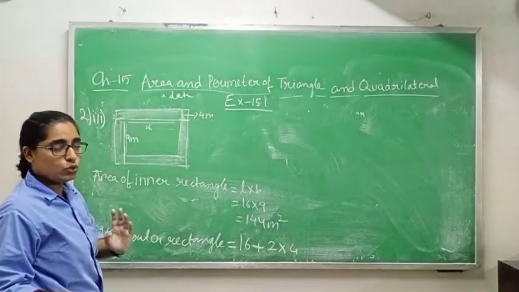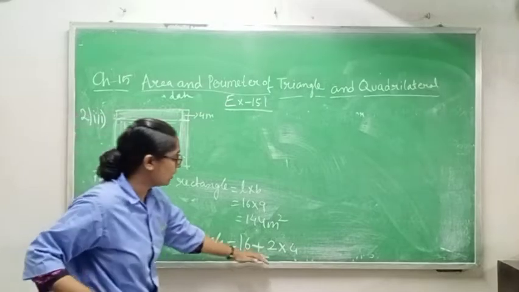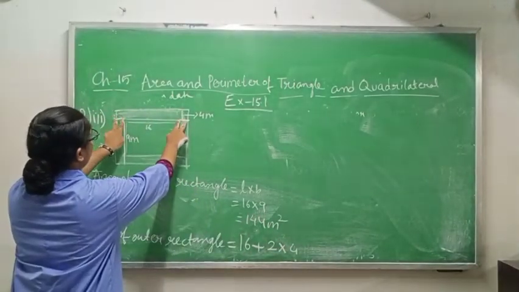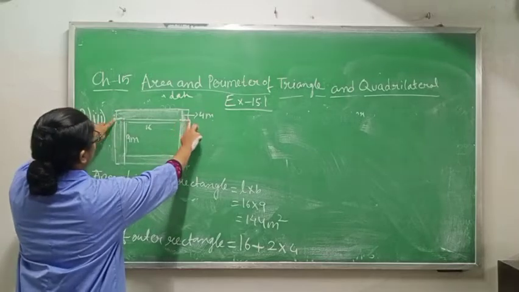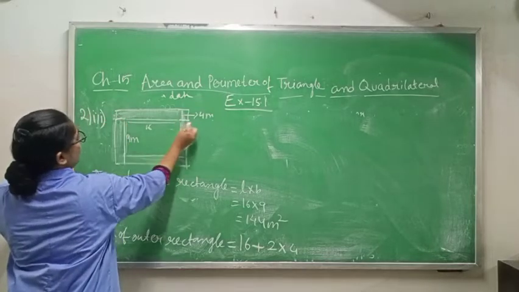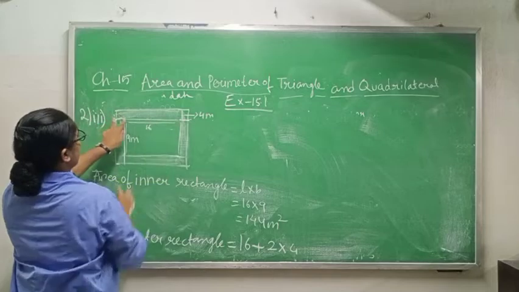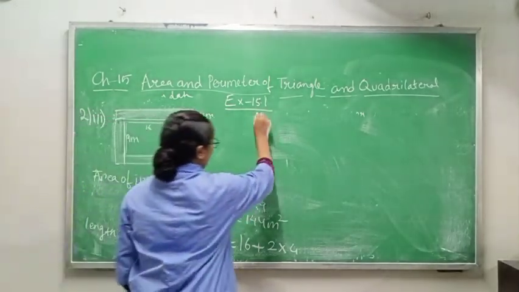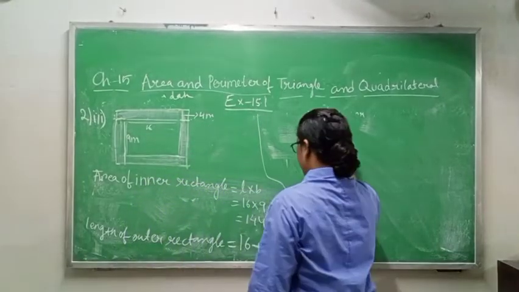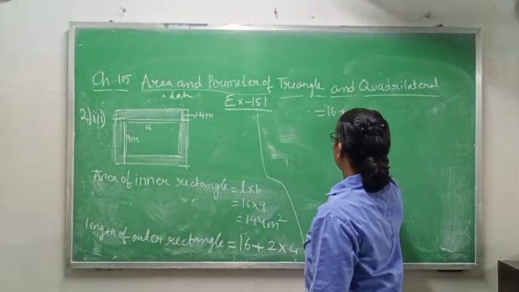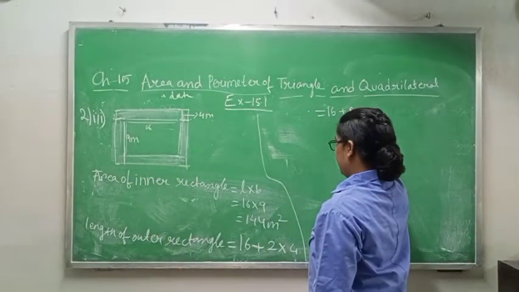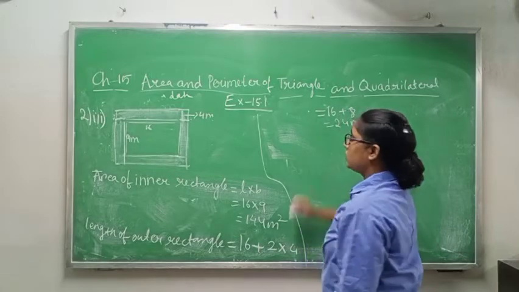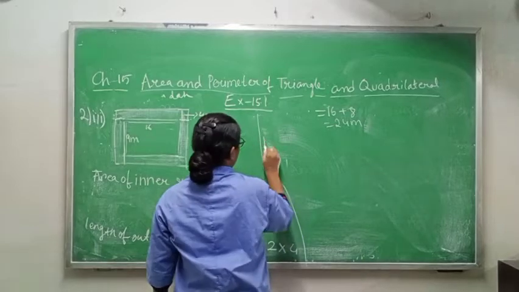So you can use both the methods. It's up to you which method you want to use. I am using 16 plus 2 into 4. Why 2 into 4? Because on both sides we have a 4 meter gap. So total length, from this point to this point, up to here it is 16. This is 4 and this is 4, means 2 into 4. Okay. So we will get how much? 16 plus 2 4s are 8, 24 meter.